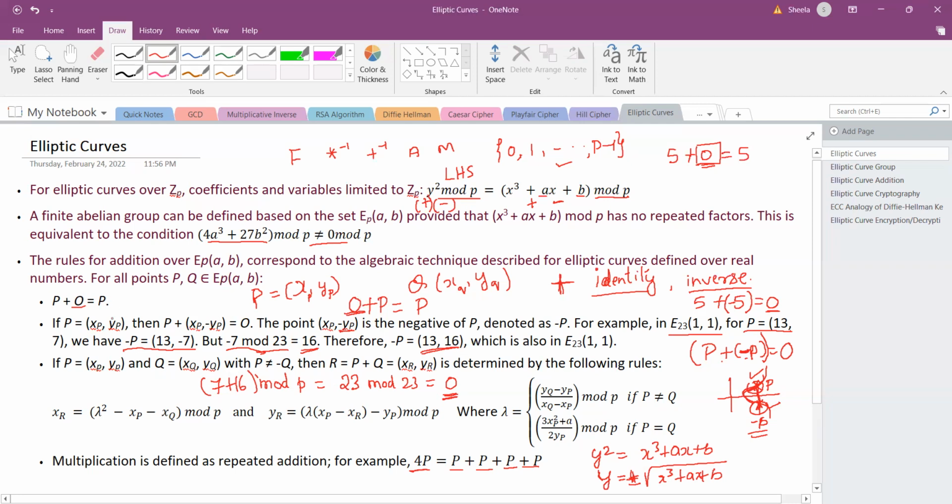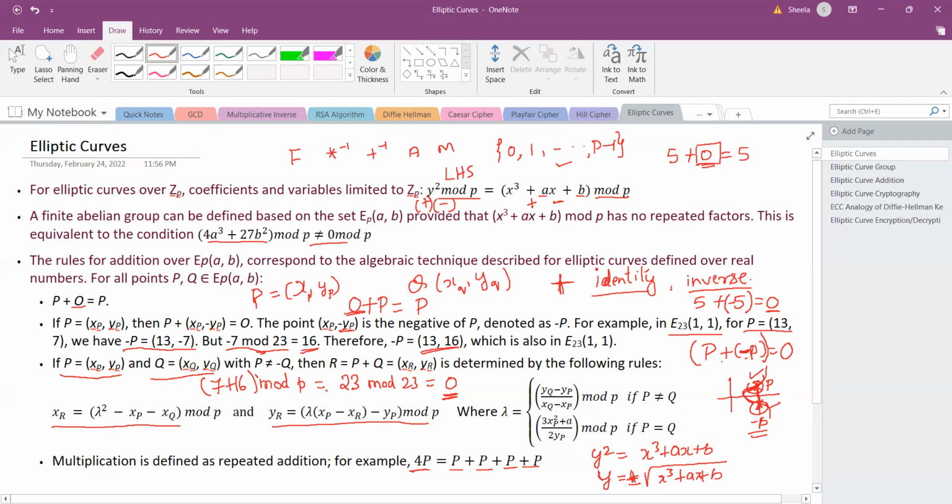Okay, this is how we can get the negative point with respect to modulo P. Now, the third rule we are going to consider is if we want to add 2 points. If you want to add any 2 points, then we are going to consider this expression, which is used to find the x coordinate, and this expression is used to find the y coordinate. Here lambda is called the slope.